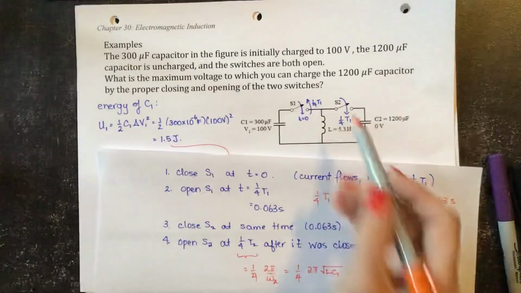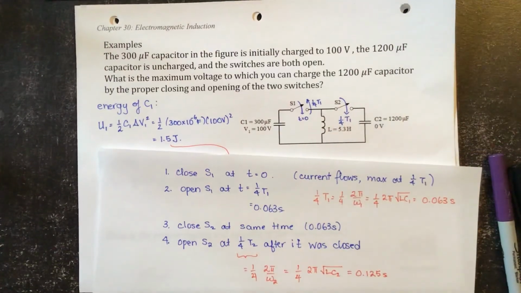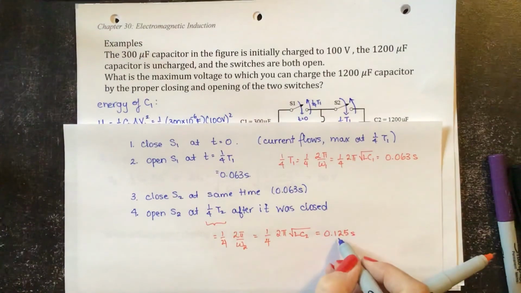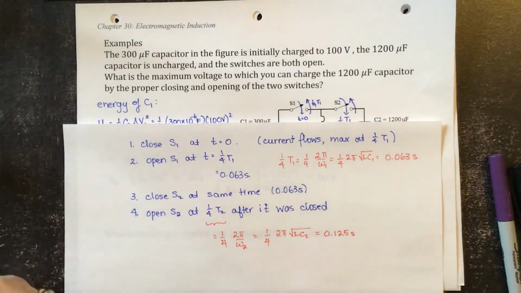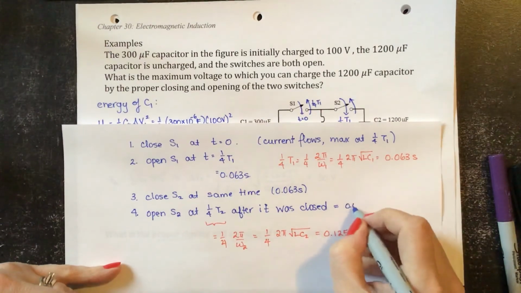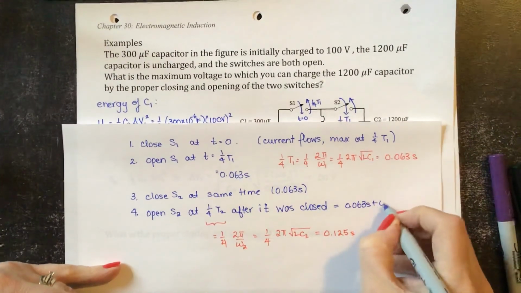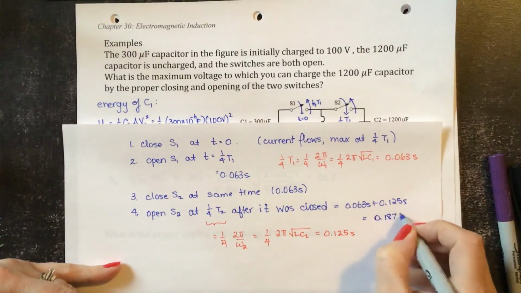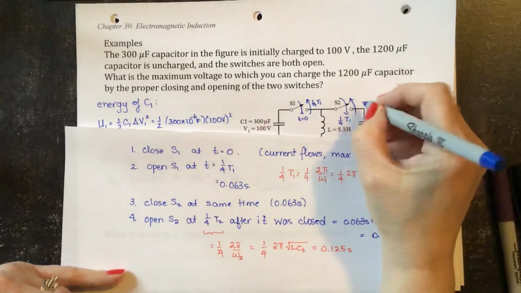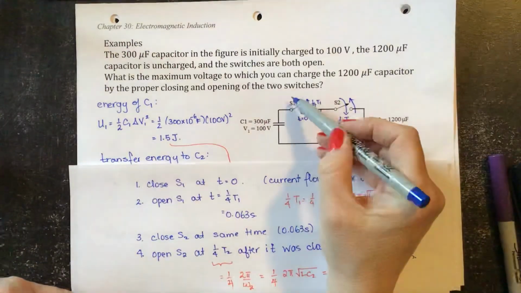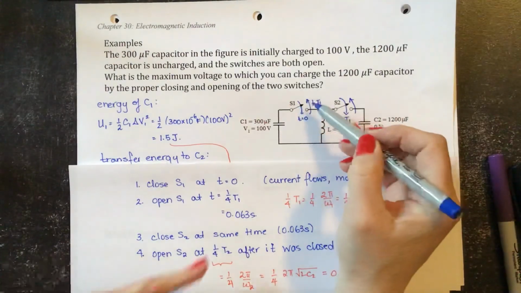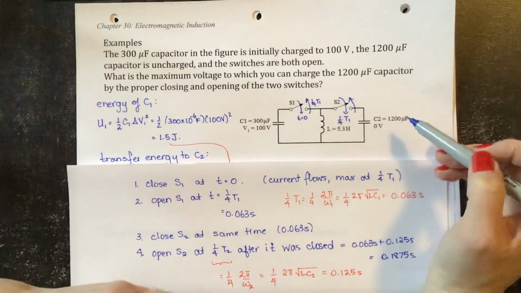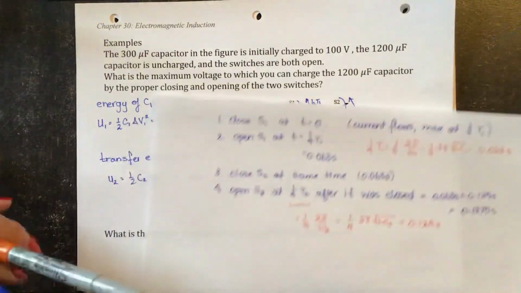So switch S2 is opened up again so that current stops flowing because the capacitor is fully charged. That's opened up 0.125 seconds after 0.063 seconds. So that's at a time of 0.063 seconds plus 0.125 seconds equals 0.1875 seconds. So that's when that switch is flipped back open. So we close this at 0, we open it at 0.063. At exactly the same time we close this one and we open it back up at 0.1875. That's how we let all the energy transfer to C2.